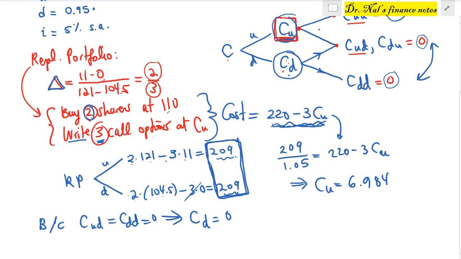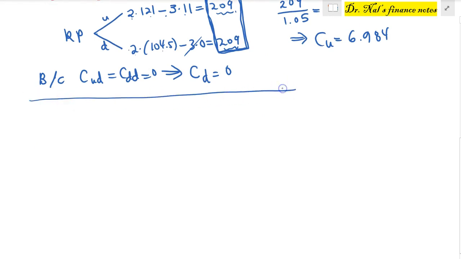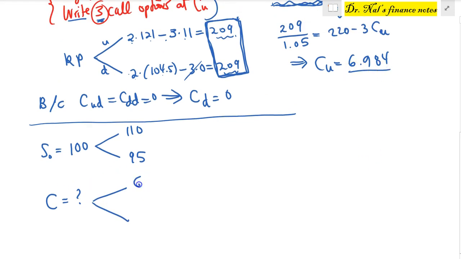All right, so I can just drop the dollar sign. Okay, there you go. Now it's time for us to solve this one period tree. And so for that, let me just remind you of the stock price one. So we had the 100 here, and then we had 110 and 95. That's for the stock. And for the call option that we want to assess the value of, we have the following nodes. The up node is 6.984 and the down node is 0.